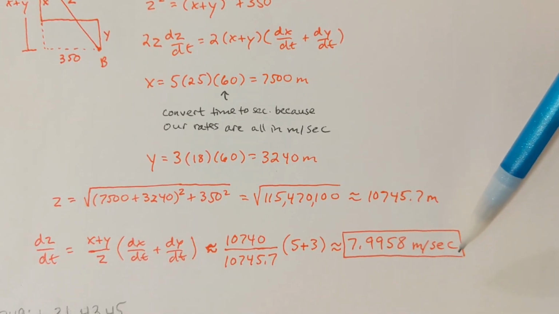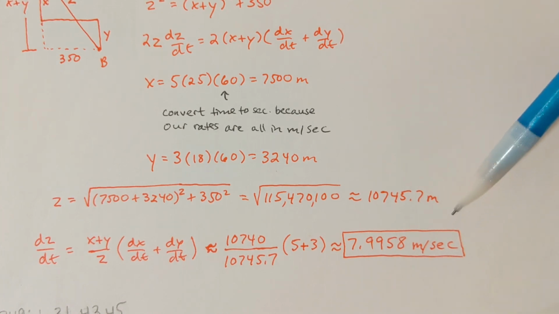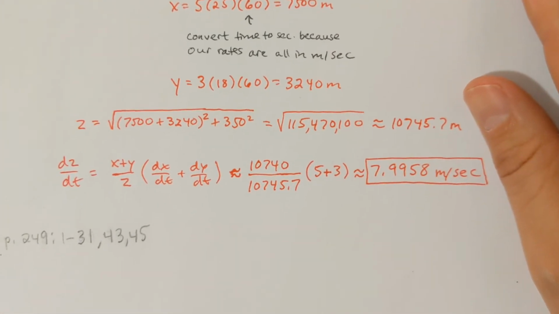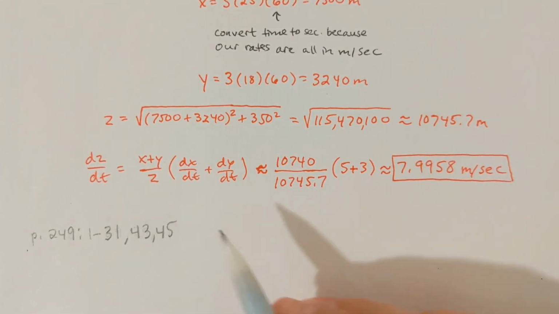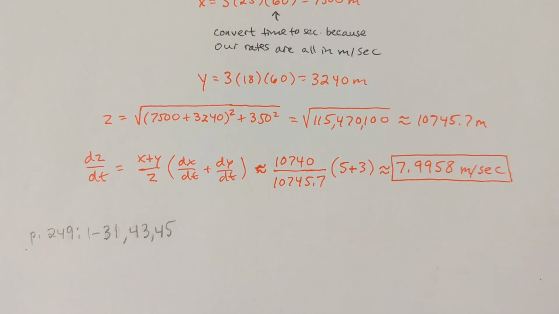Now, all of these problems are going to be where you're solving for a rate of change. So in all the problems, your answers are going to be like meters per second or feet per minute or radians per second or something like that. Okay, so take note of that when you give your answer. It should be in terms of a rate. Okay, I'm going to go ahead and stop right there, and again, make sure that you look at the homework there on page 249.